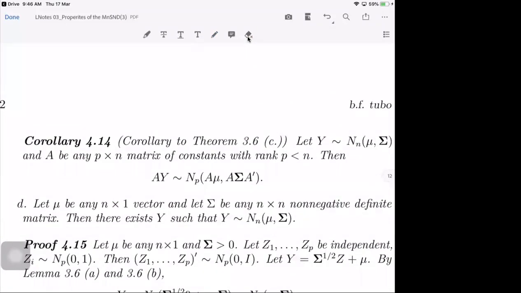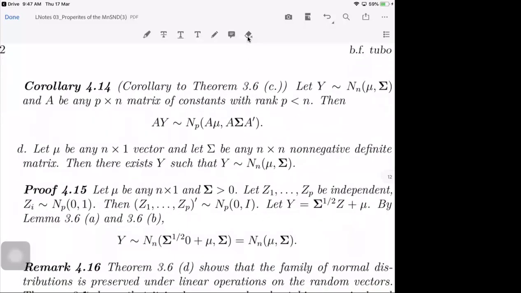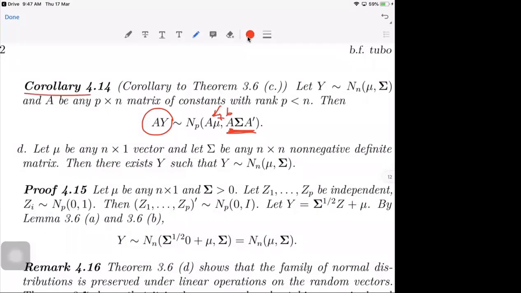Okay, a corollary, if we will just have an AY transformation, so you still have the same covariance matrix, but the mean vector will just be equal to a mu, because the mean of a constant is just equal to 0. So wala na plus b din. So that is a corollary, no?